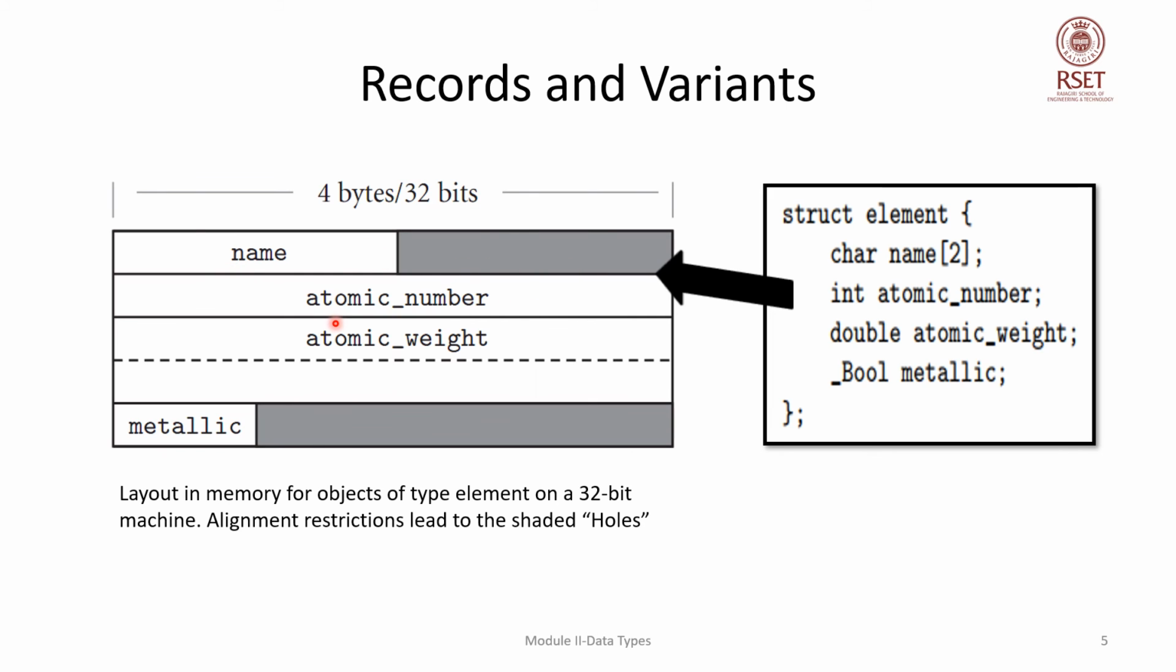The second member, atomic number, begins at the second word. It takes 4 bytes. And atomic weight is a double data type, and it takes 2 words, which is 8 bytes in total. And metallic is a boolean variable. It takes only 1 byte, and the rest of the word, that is 3 bytes, is a hole.